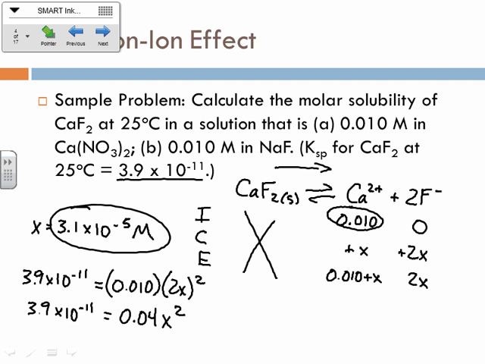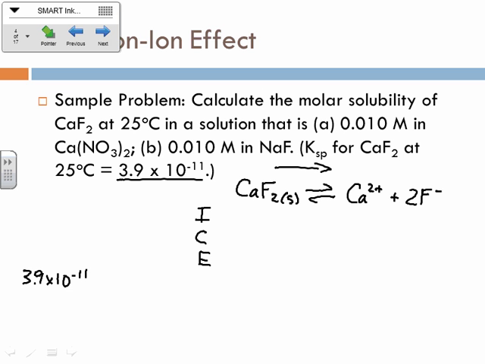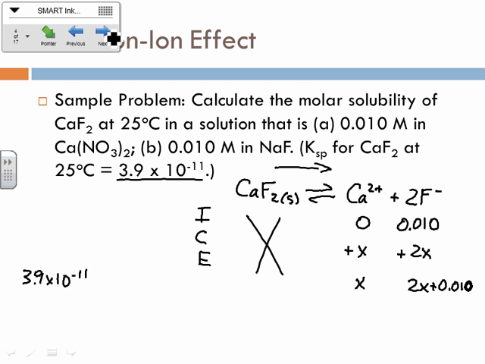So we actually do have to recalculate this, unfortunately. Let me clear out my ICE table here. I know you guys can't do this, but I can. Let's see, I'll even keep this. So now we're starting with 0 of the Ca2+, but we have 0.010 molar in the F minus. And again, this is going to be plus x and plus 2x, right? So then we end up with x and 2x plus 0.010.